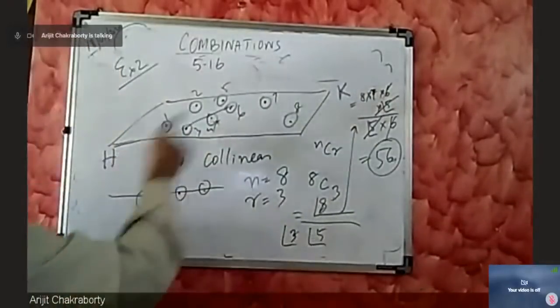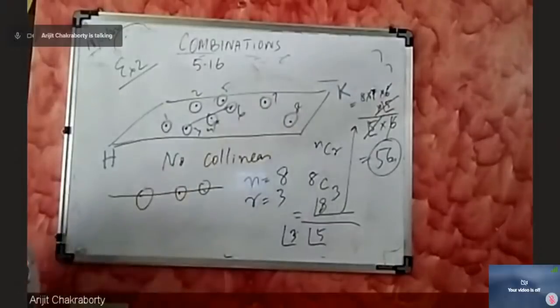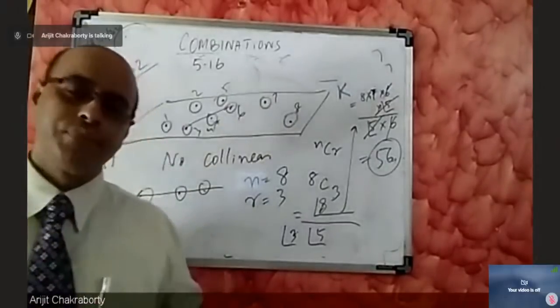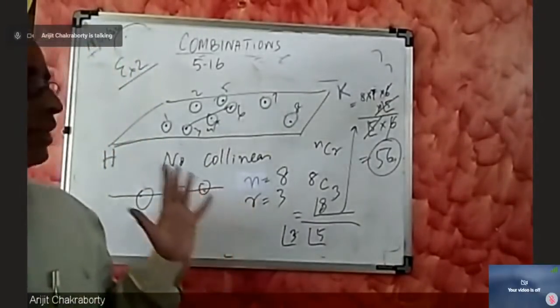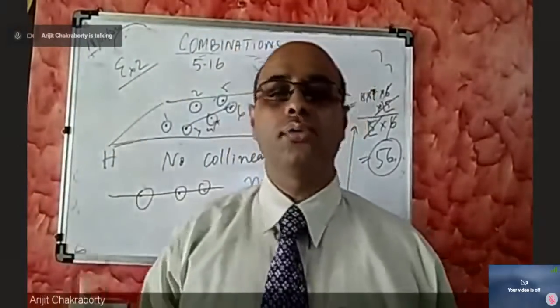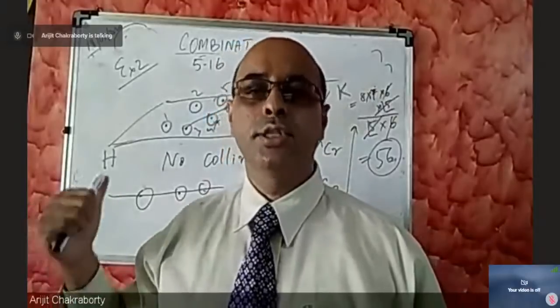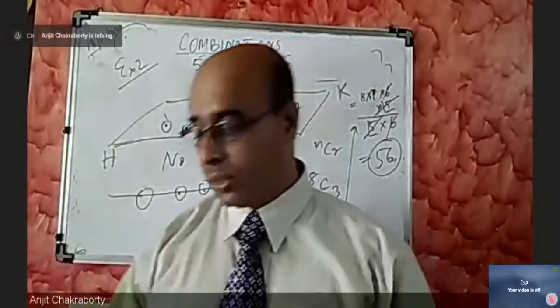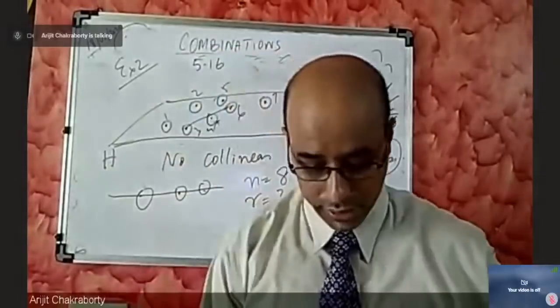Right? The plane is HK. You have got these 8 points. If you connect randomly any 3 points, you will be able to get 56 triangles using the formula of combinations nCr. So it's not a case of permutation, it's a case of combination. Okay, next one we'll take up.